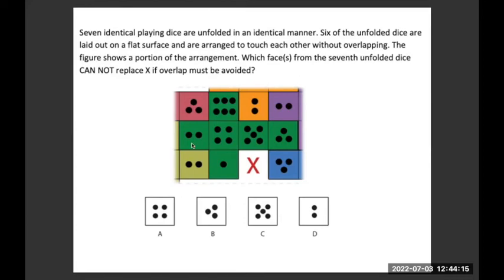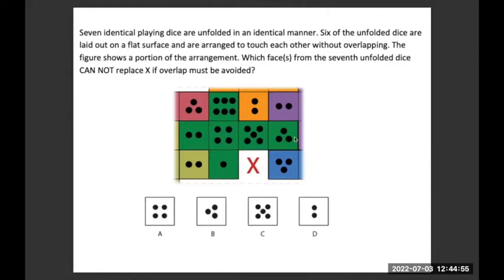6 of the unfolded dices are laid on the flat surface. Of that, you are just shown this one small part of it. You have to find which number will come in this crossed figure. For that, I'm just giving you a quick hint. If this is the 6th, the cross figure is where the 6th dice will be placed.